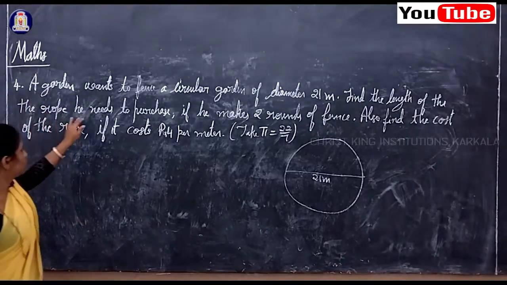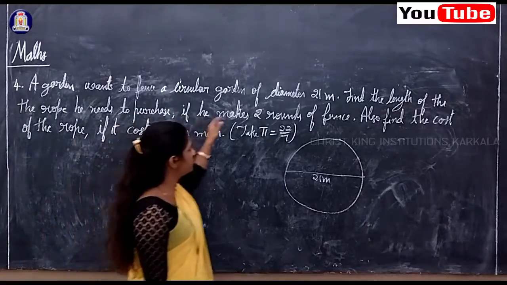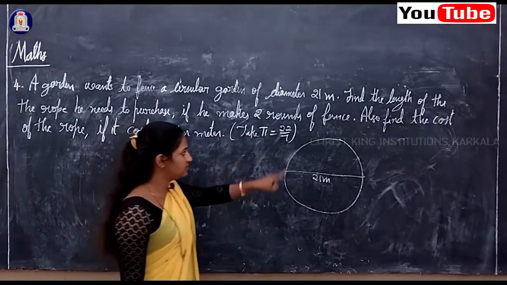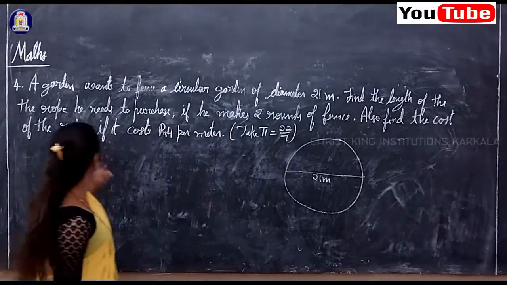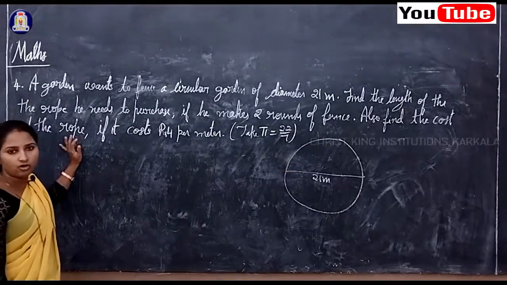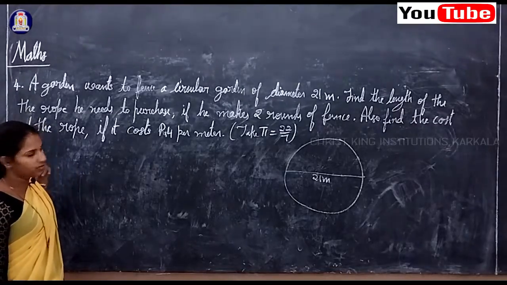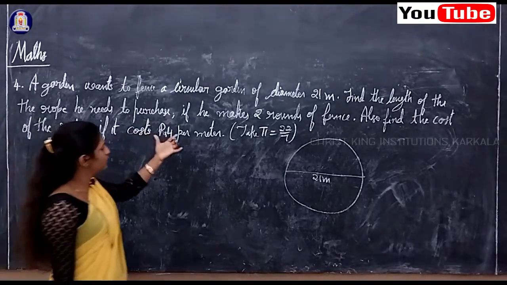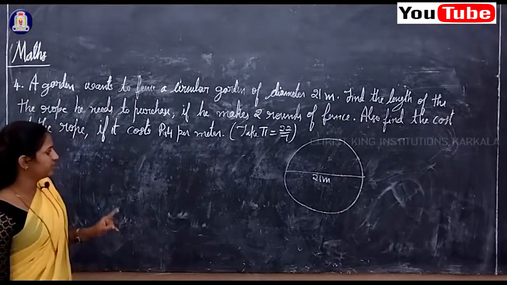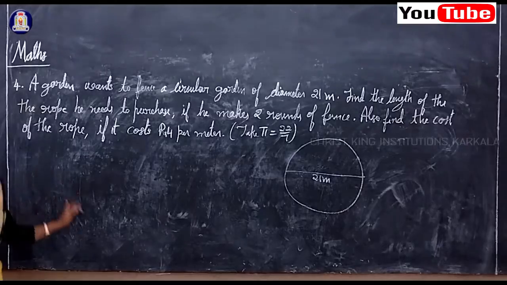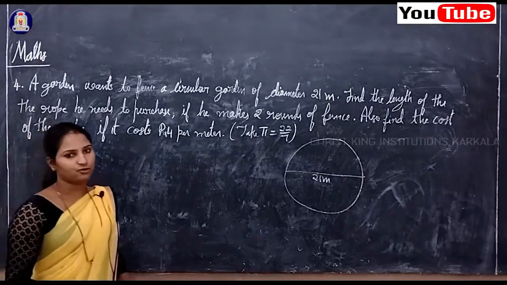Clear? So now the rope he needs to purchase. If he makes 2 rounds of fence, so now also find the cost of the rope. You have to find how much rope is required and what is the cost of that rope. If it costs rupees 4 per meter, 1 meter is rupees 4, we need to find how much rope is required.